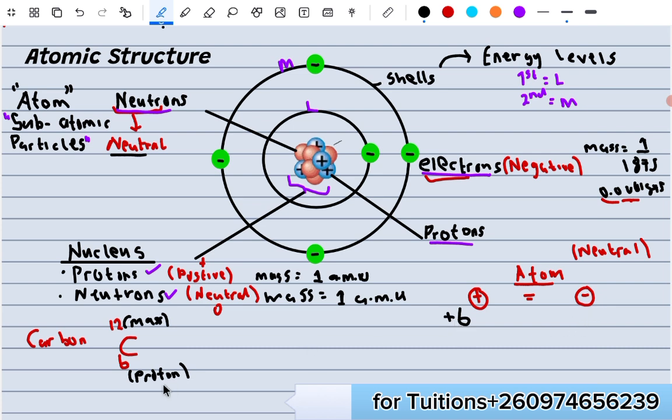The negative charges, here is where I want to explain. For a neutral atom, the number of protons is equal to the number of electrons, because electrons are negatively charged. The negative ones are electrons. So for a neutral atom, the number of protons is basically equal to the number of electrons.